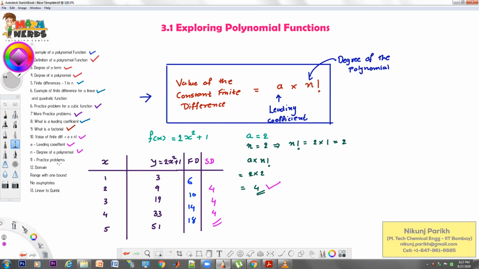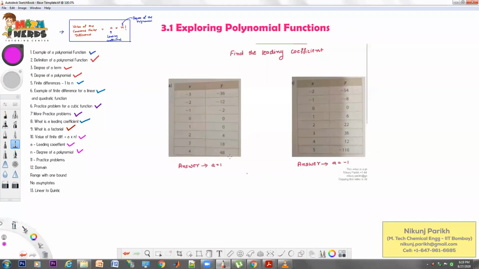Now comes the practice problems. So let's do that. We have two problems here. I mean, we have tables given here. You have to find the leading coefficient. So these tables have been generated from some polynomial, right? And we don't know what the leading coefficient is. What will you be able to find from these tables? You will be able to find the value of the constant finite difference.